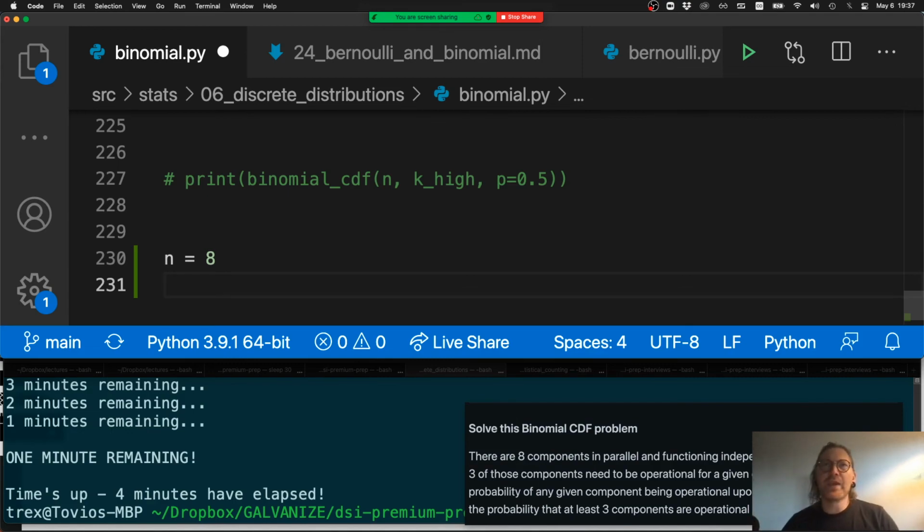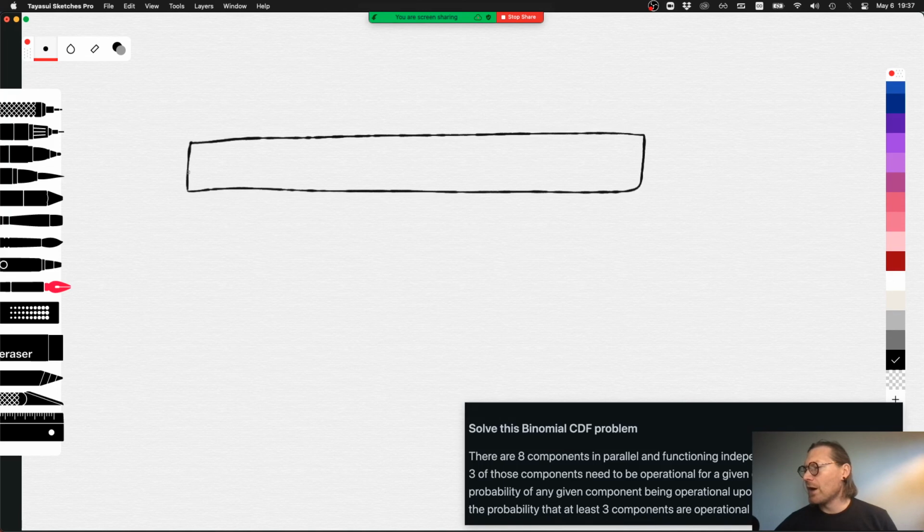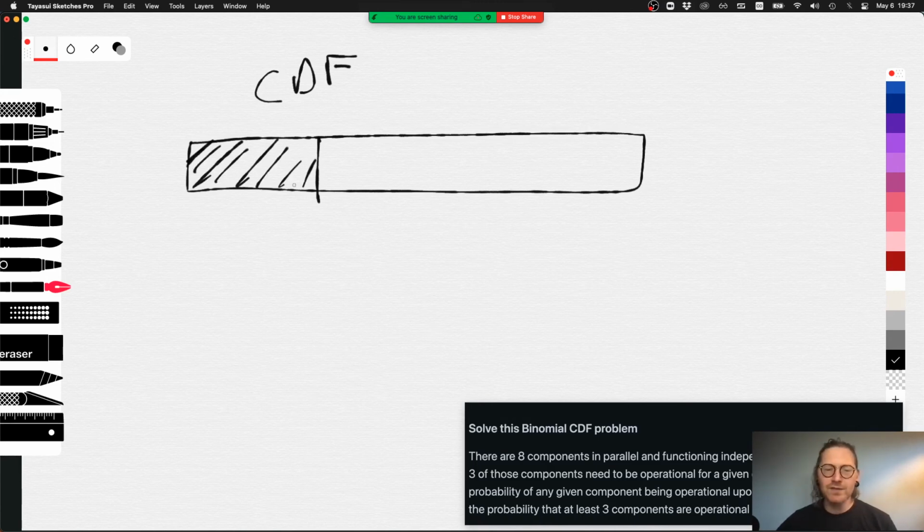Well, here's the thing. The CDF is going to give us, if we've got these eight components, and I'll just do it like this. If we're talking about three of them, then the CDF is going to give us the probability of three out of the eight being operational. However, we're interested in this. We're interested in the complement of that.